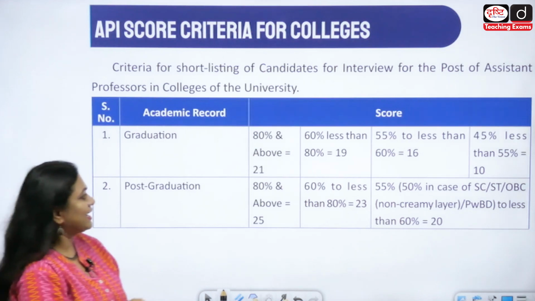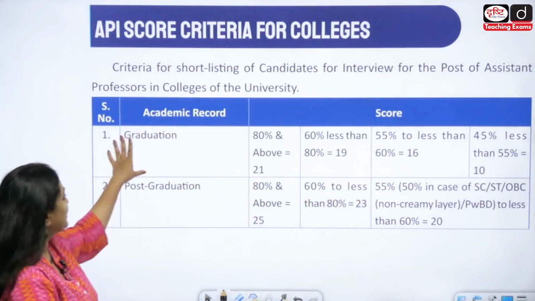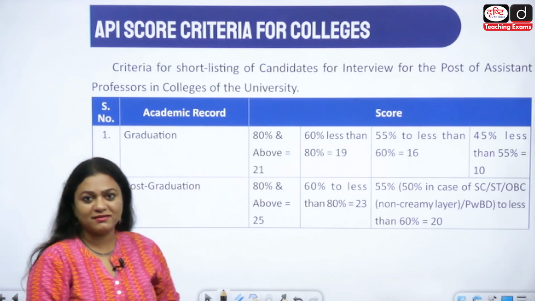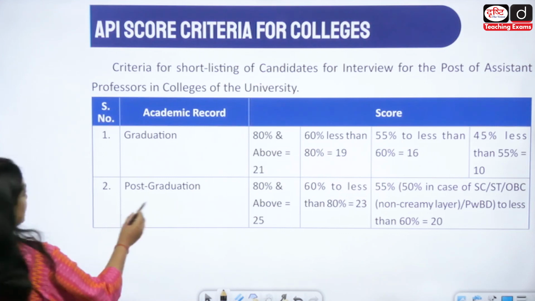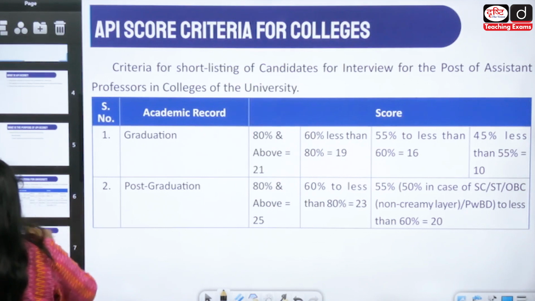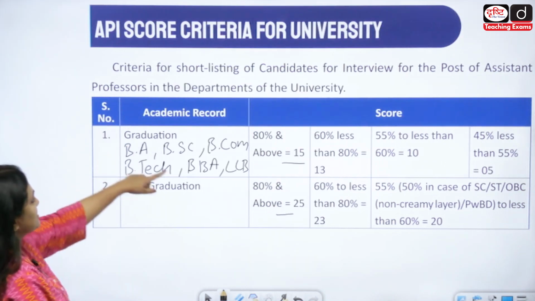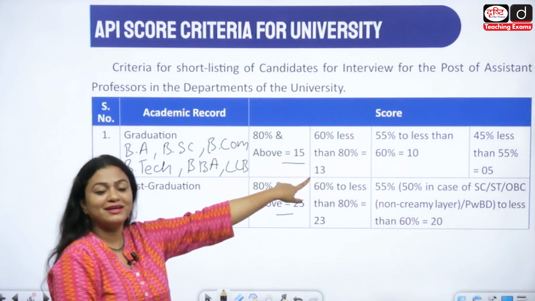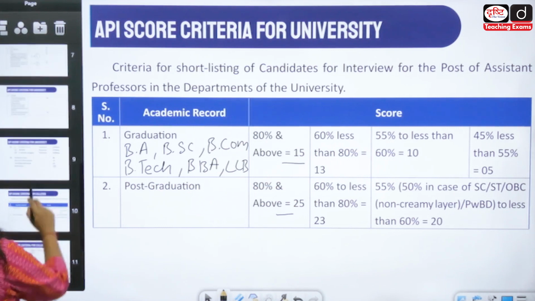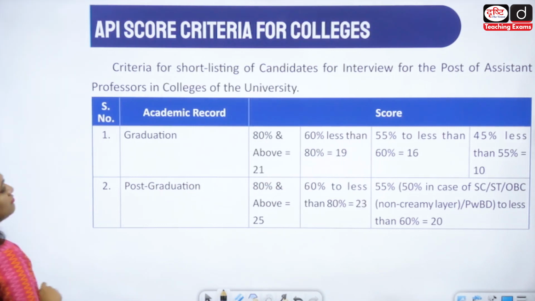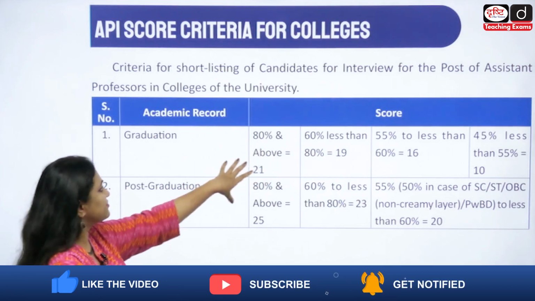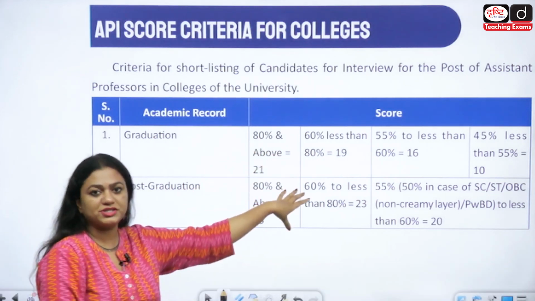Now here you can see a big difference. Graduation marks 80 and above, 21 marks. What did we see in the university section? I will show you. Now we are moving to the university section. 80 and above would be getting 15 marks. But in the colleges section, it is 21 marks. So you can see that for the university, the score for graduation is different. For the colleges, it is different.